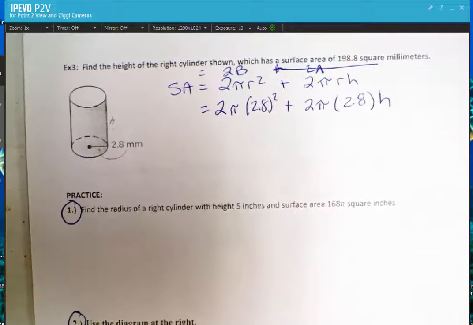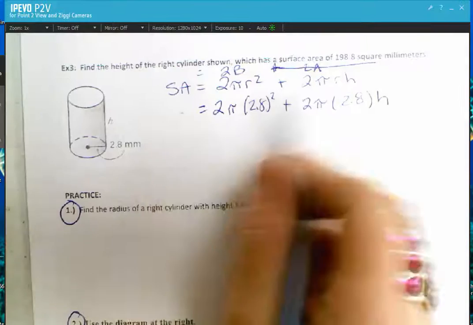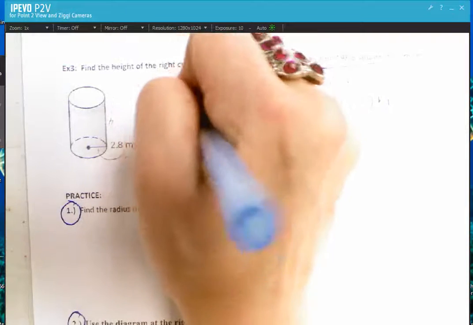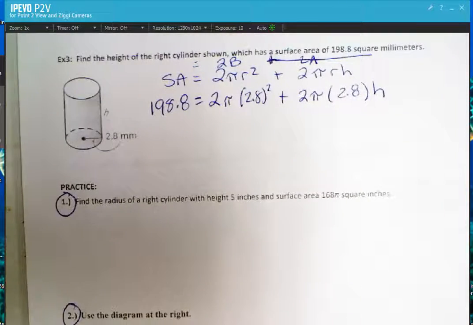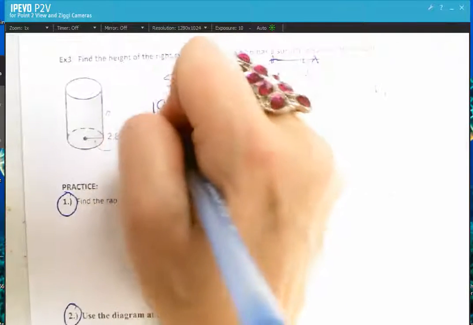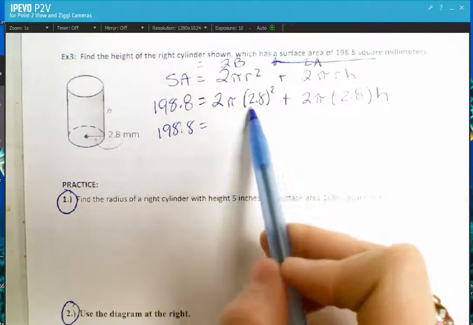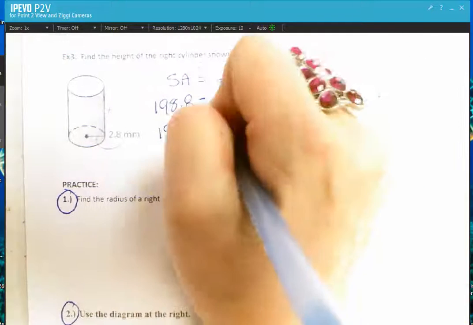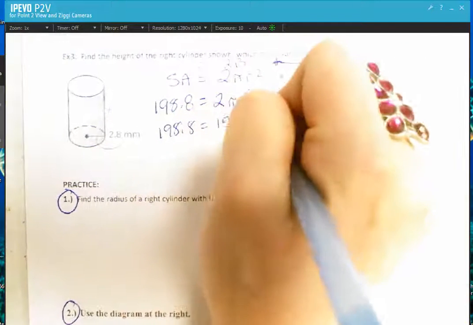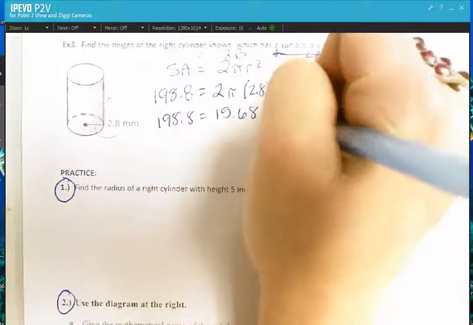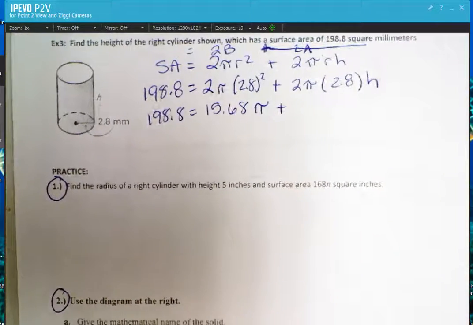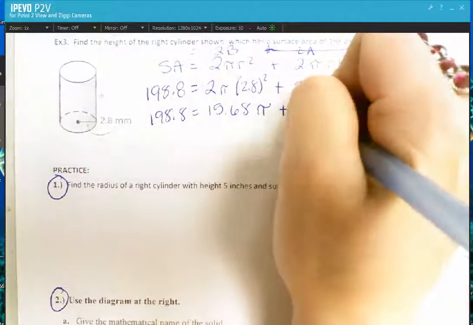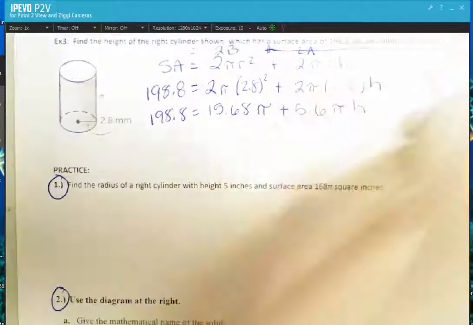So I got to eventually get h by itself. They gave me the surface area, so I substitute in my surface area, 198.8. Then I simplify and solve. It's all about algebra now. 198.8 gets carried down. 2.8 squared times 2 is 15.68 pi. Remember, always leaving pi until the very end. Plus 2 times 2.8, which is 5.6 pi. Still have my h.